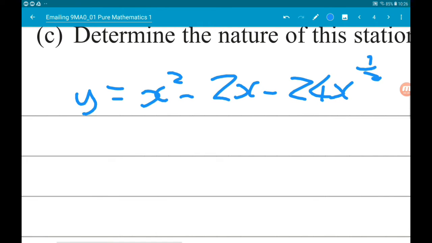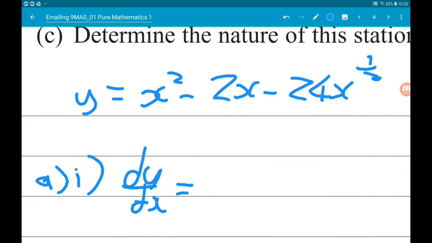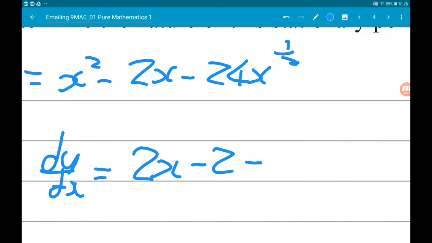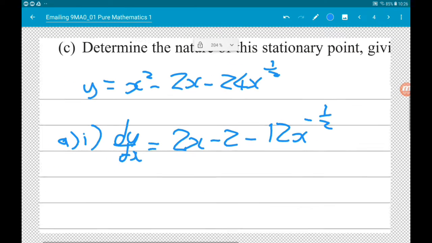And then part 1, dy by dx is going to be 2x minus 2. Now minus a half times minus 24 is minus 12, and then we get x to the minus 1 half. So that's dy by dx.